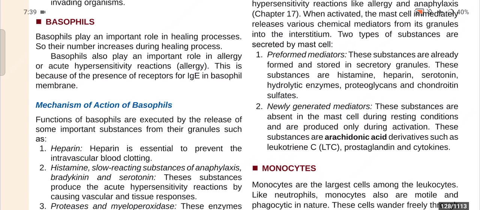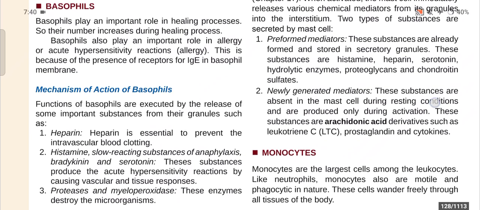Now, the newly generated mediators. These substances are absent in the mast cell during the resting condition and are produced only during activation. And these substances are arachidonic acid derivatives such as leukotriene C, LTC, and prostaglandin and cytokines. So, these are the newly generated mediators.